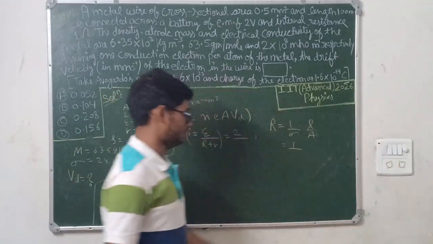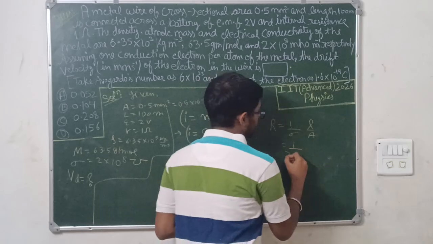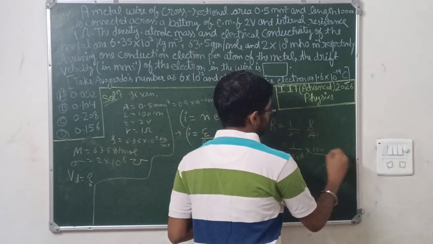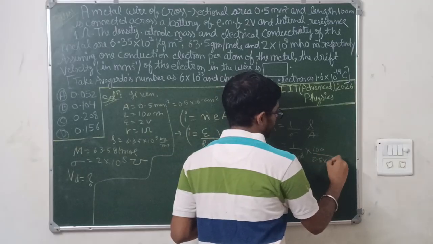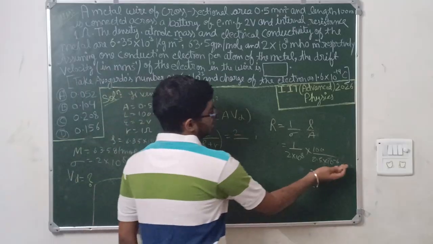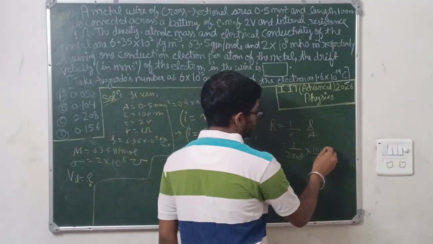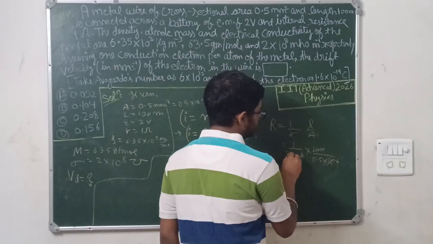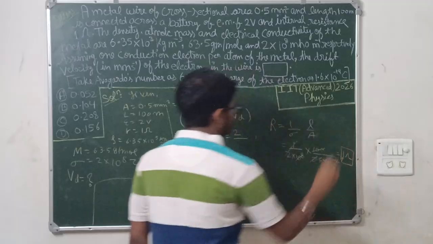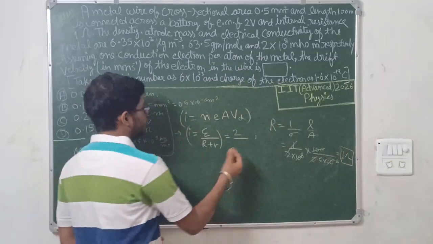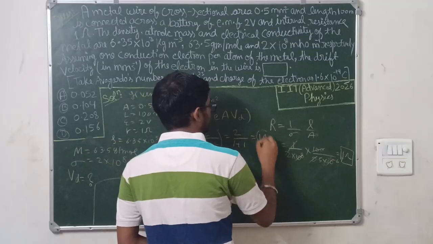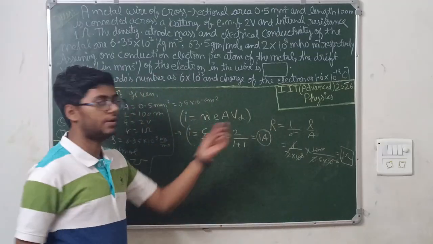You have been given this value, 2 into 10 to the power 8 mho, into length 100 and area 0.5 into 10 to the power minus 6. Now I can calculate it. The 10 to the power 8 cancels, and 1 upon 2 is 0.5, so this would also cancel. So 1 ohm is the main resistance R. Substituting the values, it would be 1 upon 1 plus 1, and this would be 1 ampere. So the current flowing inside the metallic wire is 1 ampere.